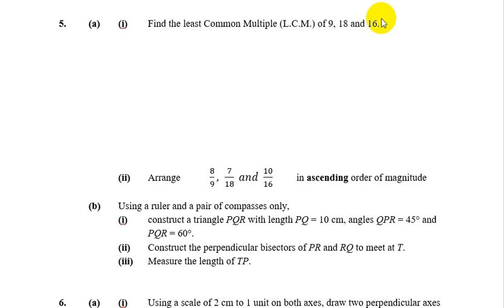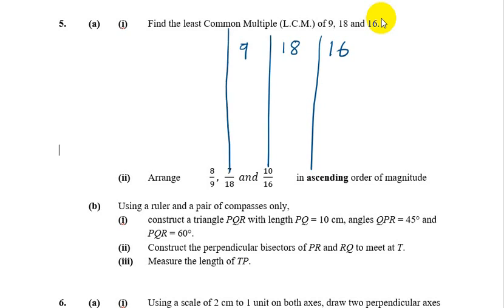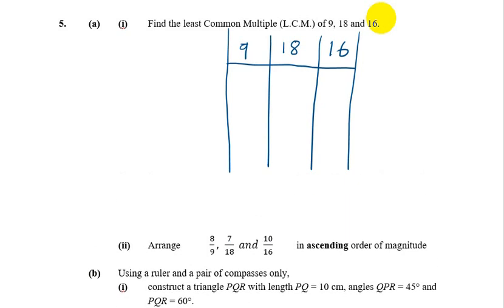So how do we use the table method? So I have my 9 here, I have my 18 here, and I have my 16 here. We are looking for LCM, right? Okay. So now the first number we can use is 2. So 2. Now first number is 2.